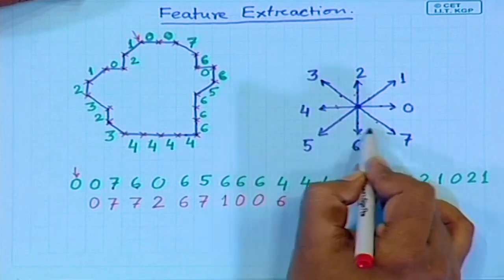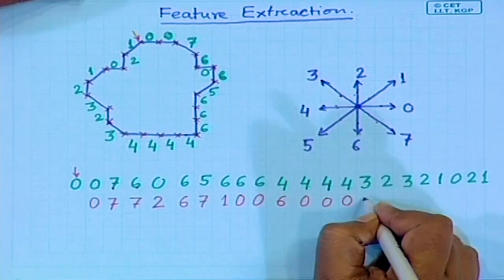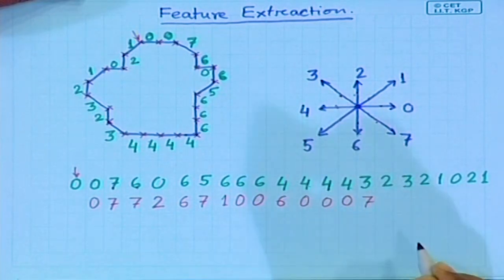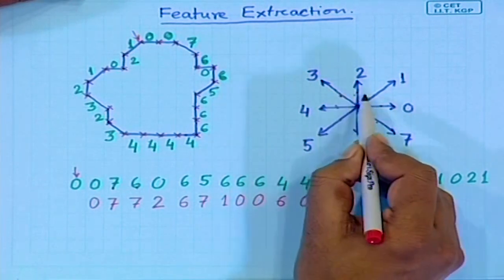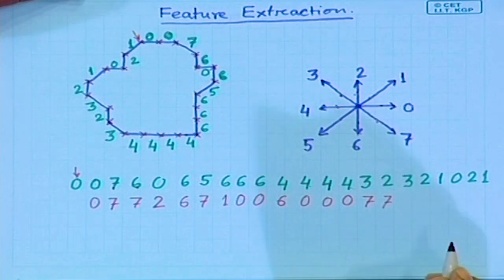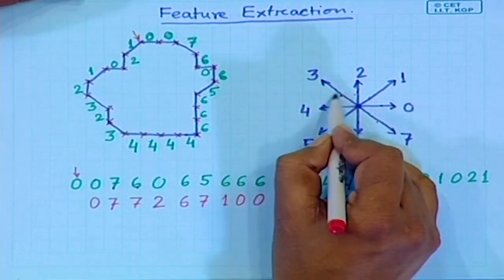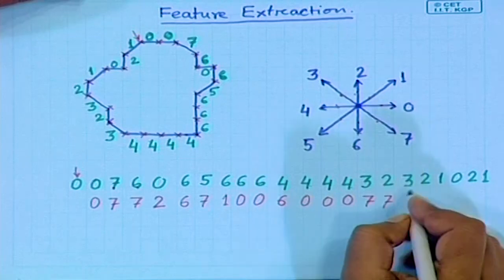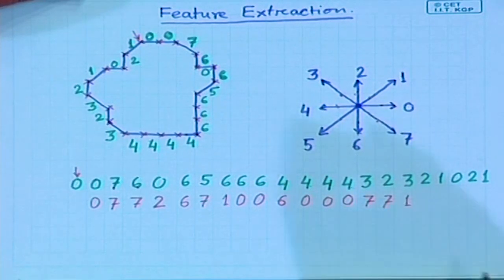Then 4 to 3, 4, this is 3. So, if you compute in the anti-clockwise direction, you find that I have to perform 7 steps of rotation. Then 3 to 2, again I have to perform 7 steps of rotation. Then 2 to 3, following anti-clockwise direction, I have to perform only 1 step of rotation.